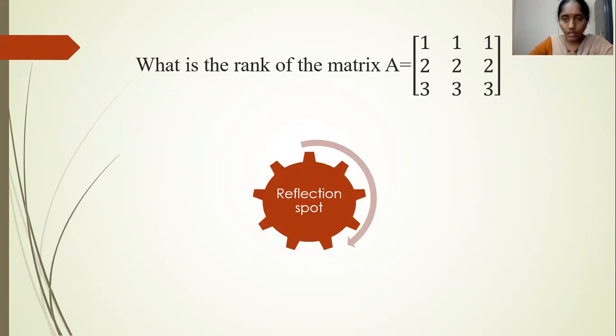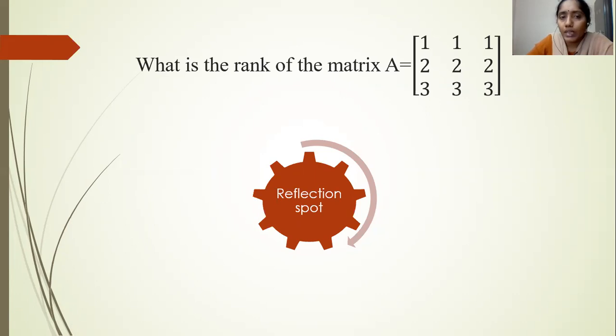Did you complete the answer? Now, we discuss the answer for this one. Look at the matrix: the first row has all ones, the second row has all twos, the third row has all threes. If you multiply 2 with the first row, you will get the second row. If you multiply 3 with the first row, you will get the third row. That means only row 1 is linearly independent. The second and third rows depend on the first row. That means the number of linearly independent rows is only 1 for this matrix. So the rank is equal to 1.